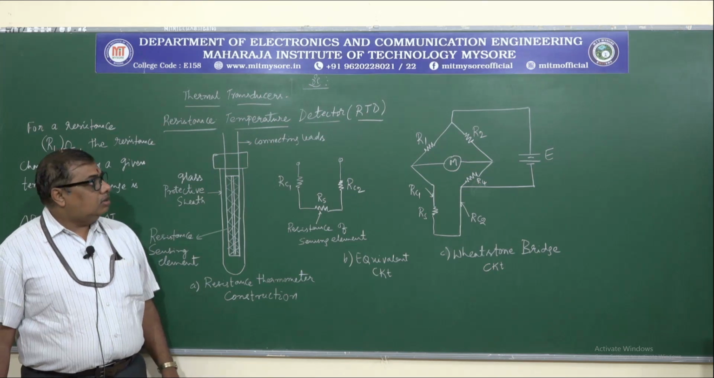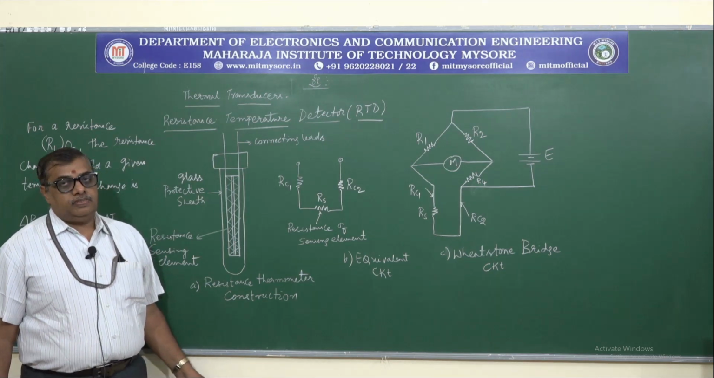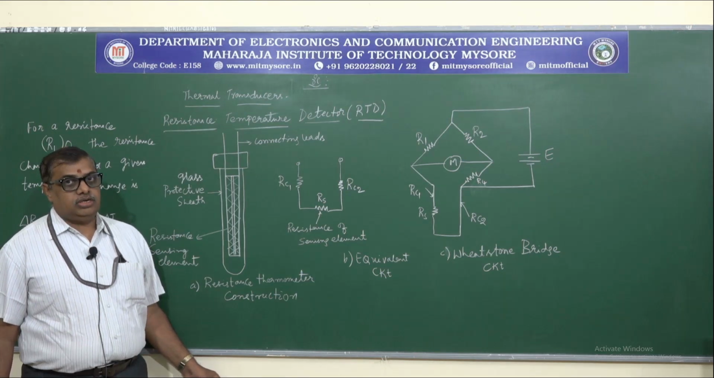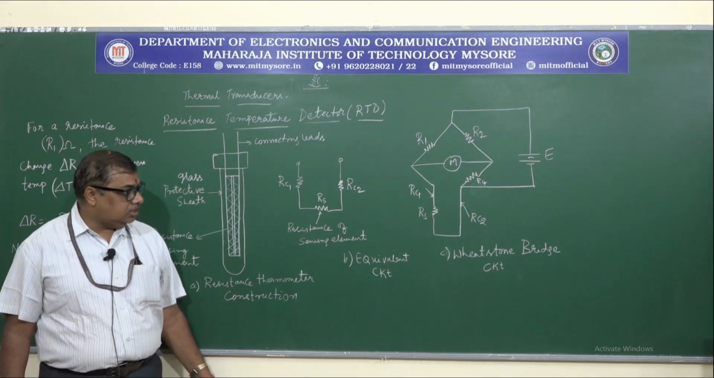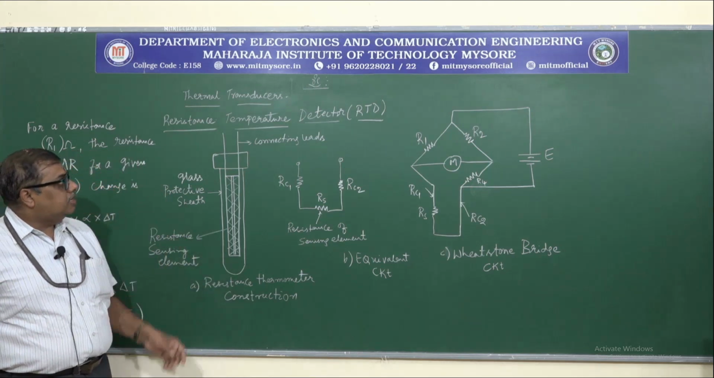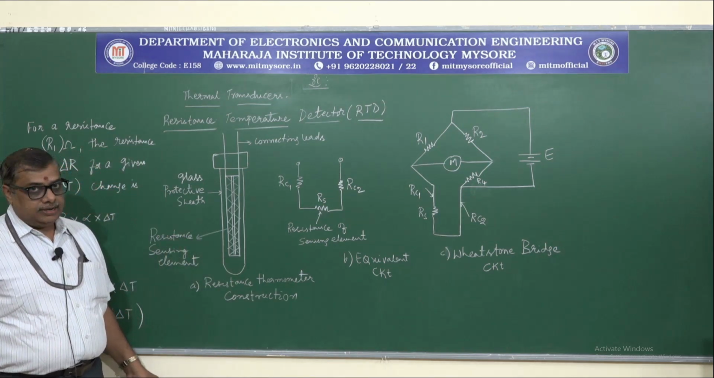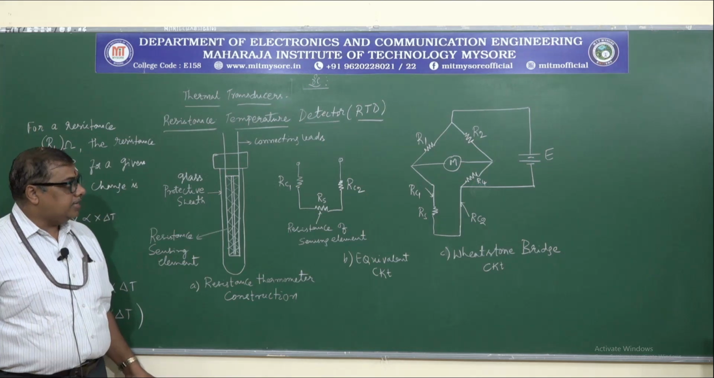All three types of transducer depend on the temperature. If the temperature is changing, the active element in them, which is the resistance, is going to change. Now, in the first type, we will see what is meant by the resistance temperature detector. It is called the RTD.